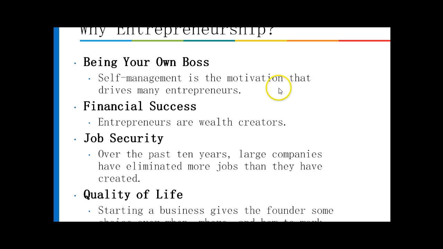So know why entrepreneurship? You want to be your own boss. If you are a self-motivated individual, self-management is good. It drives you to do what you want, but it also gives you clear focus. Entrepreneurs clearly have a vision, and that's what makes them so incredible. And you'll notice that there are many entrepreneurs, and we'll talk about a few.